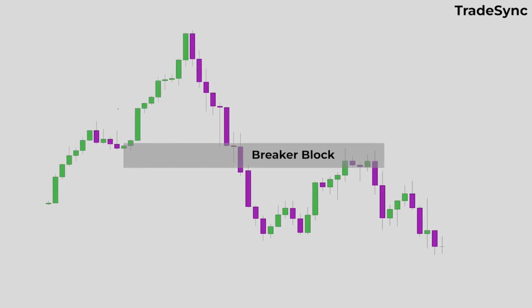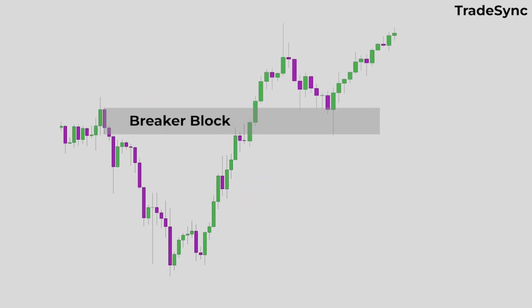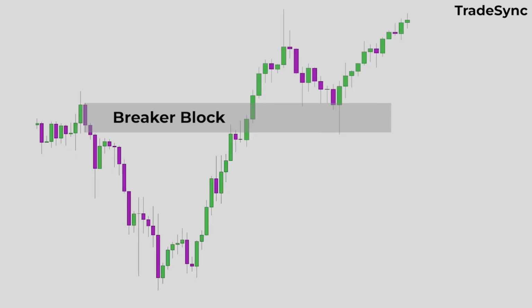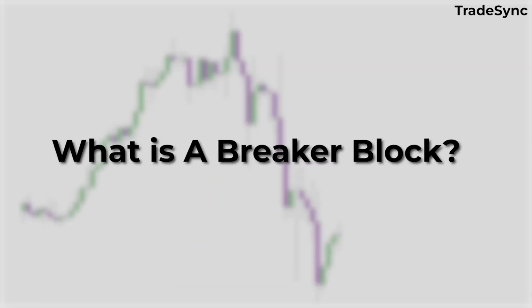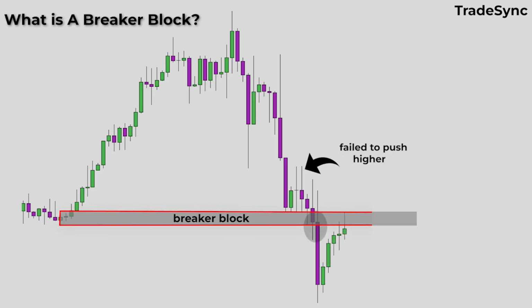In today's video, we're diving into breaker blocks, what they are, how they form, and how you can use them to find high probability trade setups. Let's get into it. First, what is a breaker block? A breaker block happens when an old order block fails, price breaks through it, and later comes back to that same level, which now acts as a strong area where price reacts again, often as support or resistance.